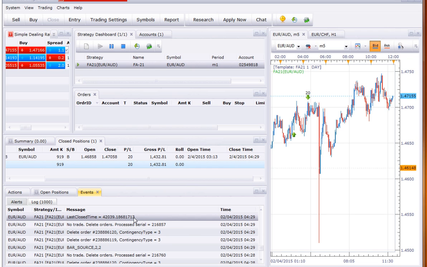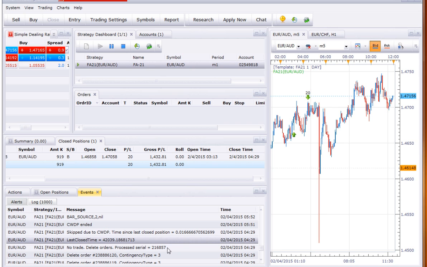and closed it out, and you can see where it submitted and closed it out with a 20 pip loss. You also see here that it skipped due to CWDP. That's the dormant period I talked about. So from 4:29 till 5:51, FA21 would not have executed a trade.